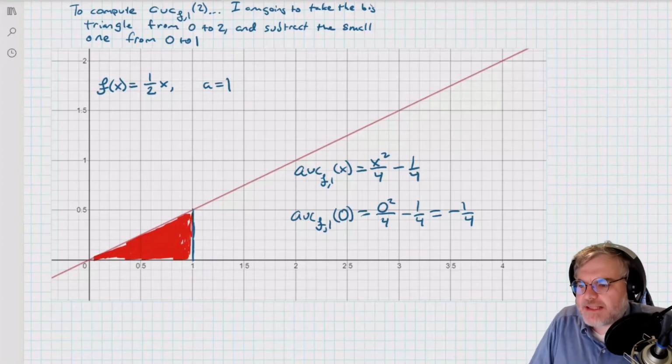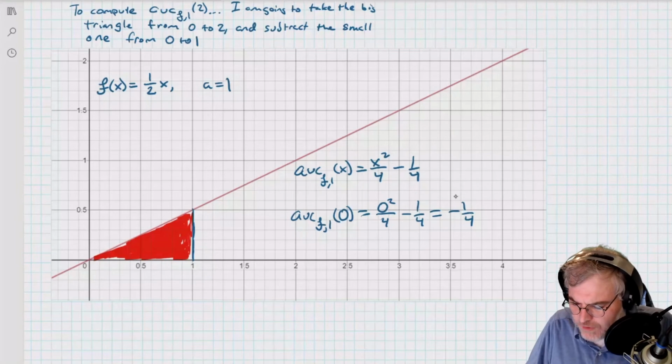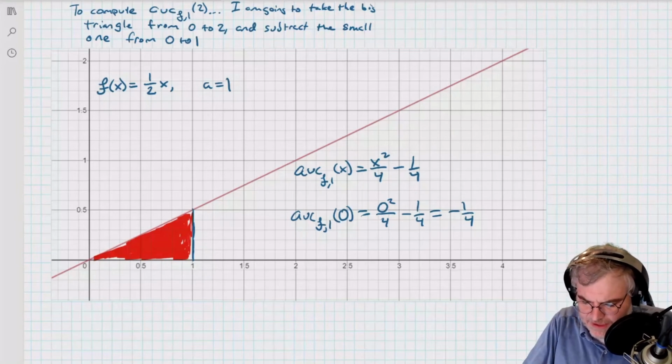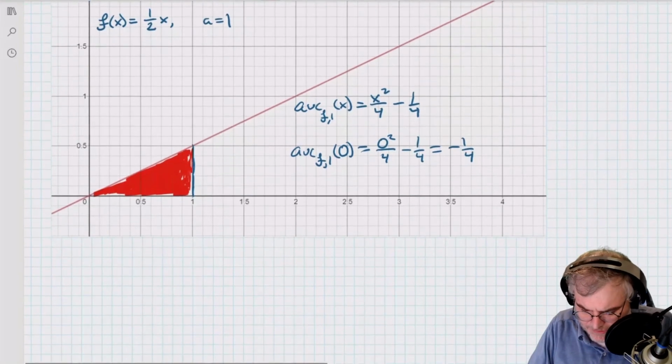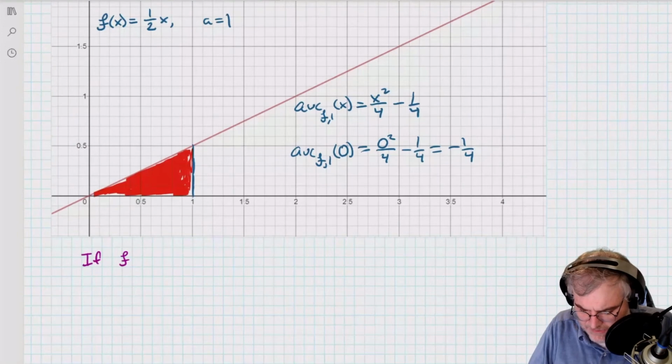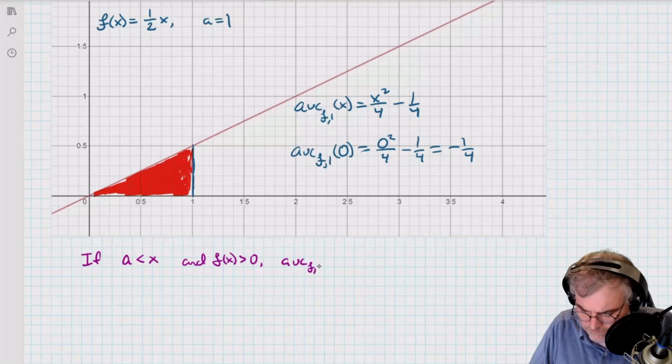One to five, how do we feel about that? In order to make these formulas consistent, I make negative area when I'm left. So here we go. If A is less than X, so if I'm moving to the right, and F of X is greater than 0, the area is going to be positive.